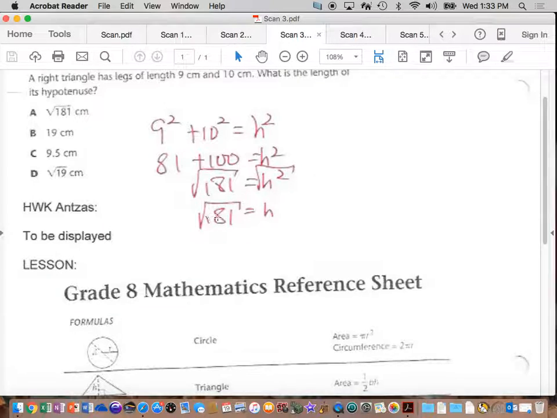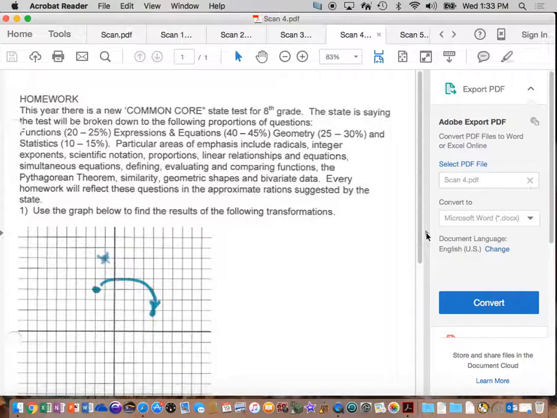But sometimes they ask you for the decimal equivalent, and they put decimals over here. If that's the case, you have to take your calculator and do the square root of 181. Okay, any questions? All right. The rest of that page is all formulas.